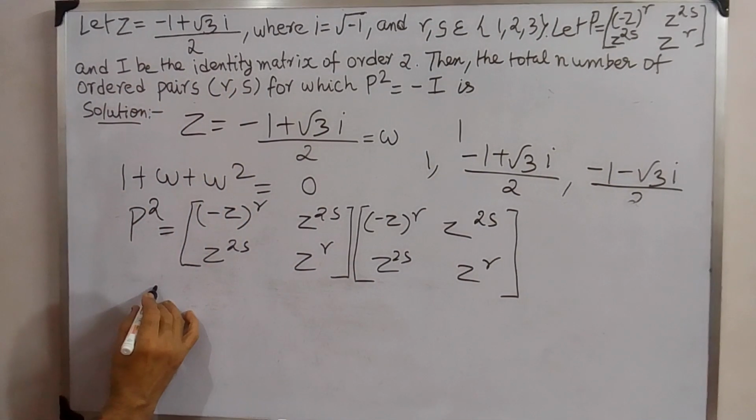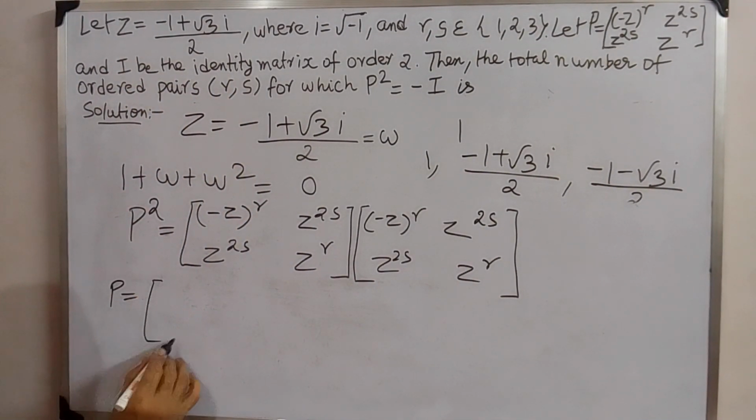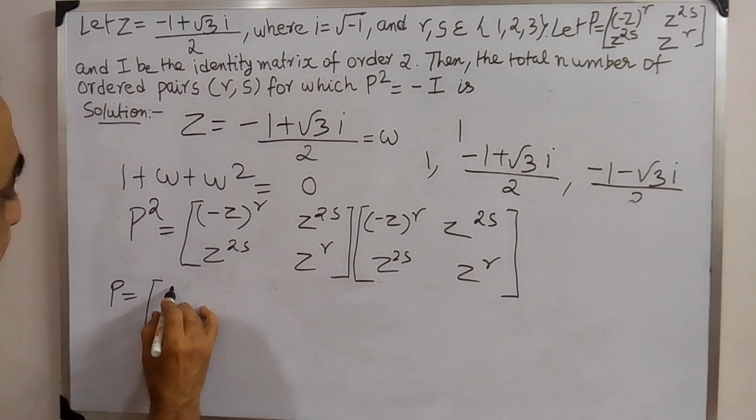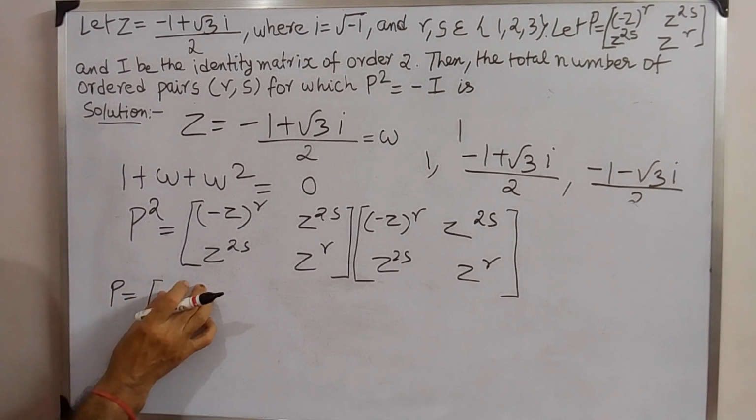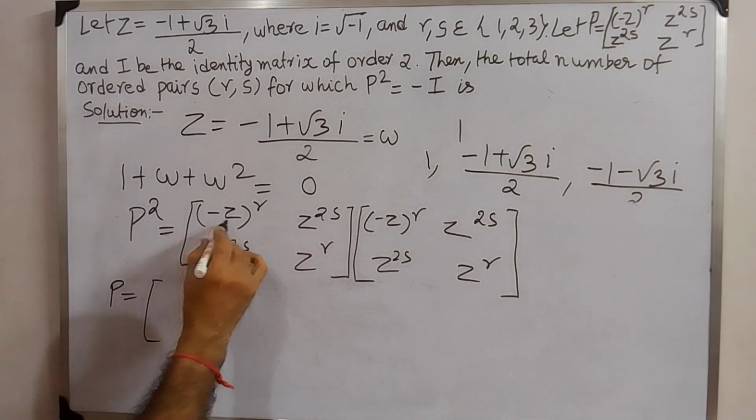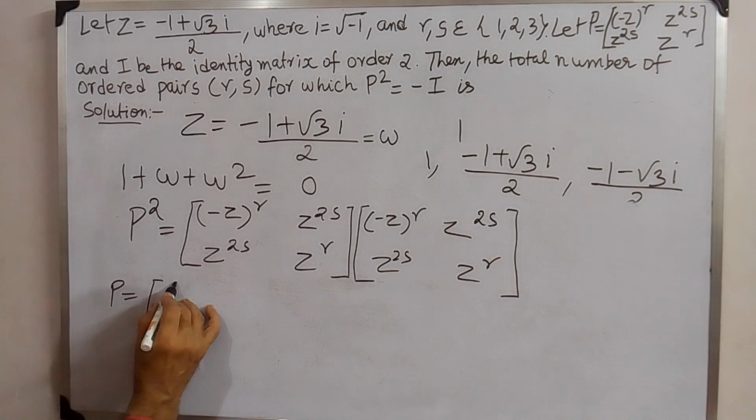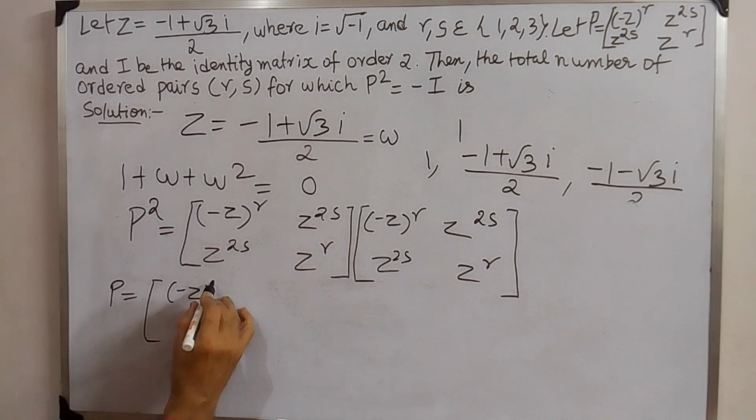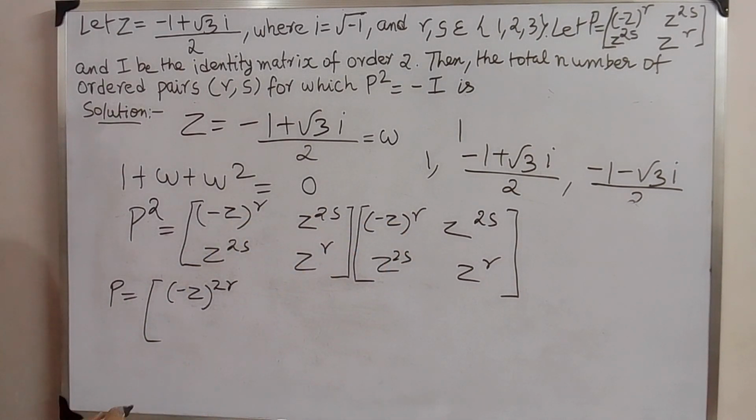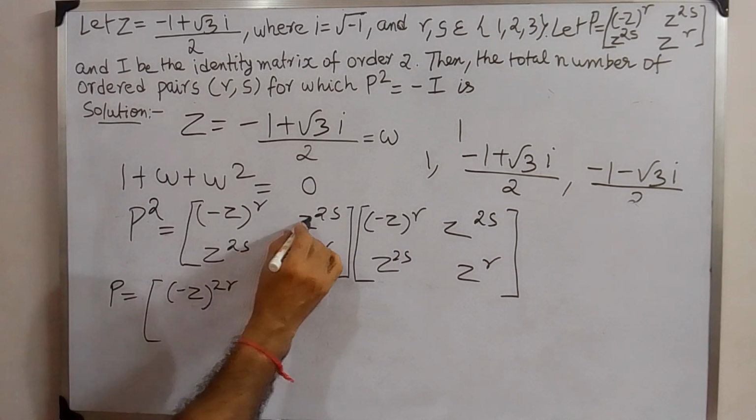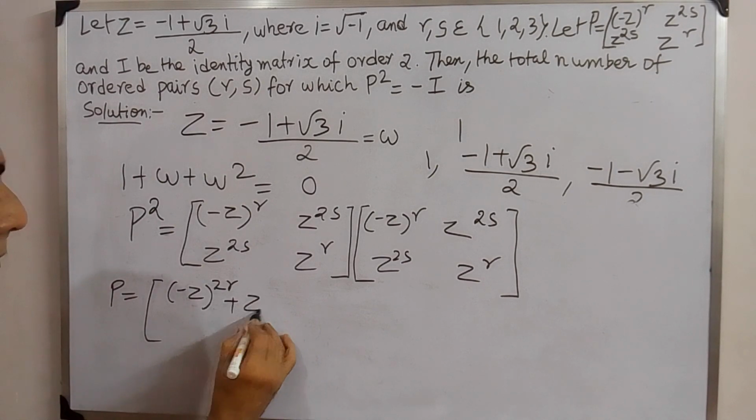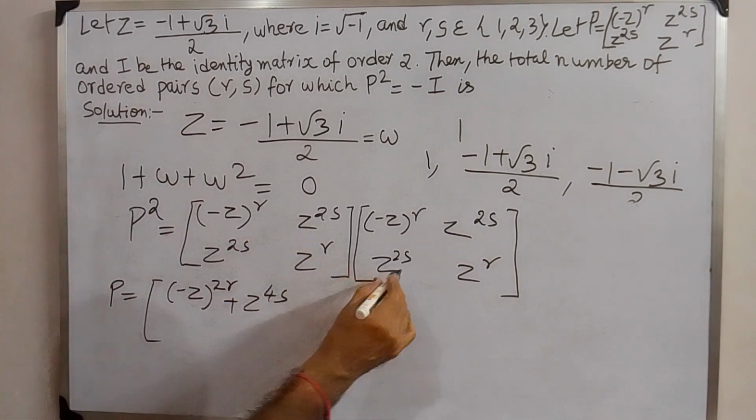Now multiply this. How do we multiply two matrices? We multiply rows with columns. So first row, first column will be the first row with the first column element. So minus z to the power r into minus z to the power r, that is minus z to the power 2r, wait, plus z to the power 2r. Because the bases are the same, powers will be added up, r plus r will be 2r. And here z to the power 2s into z to the power 2s, that is z to the power 4s, 2s plus 2s.